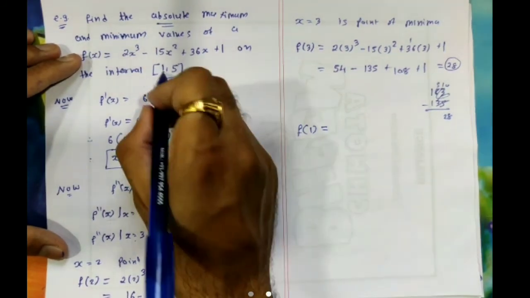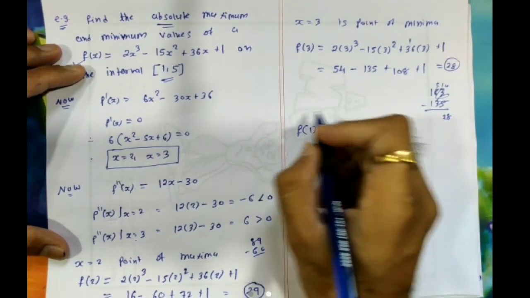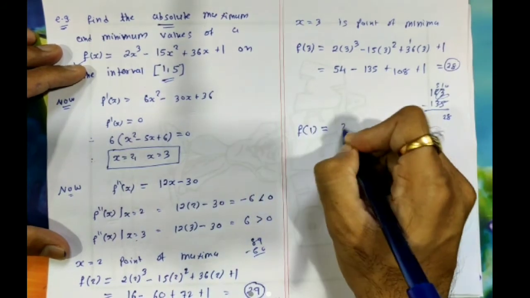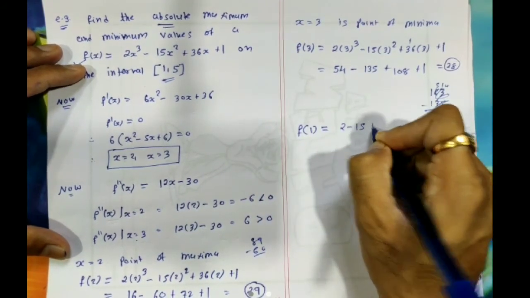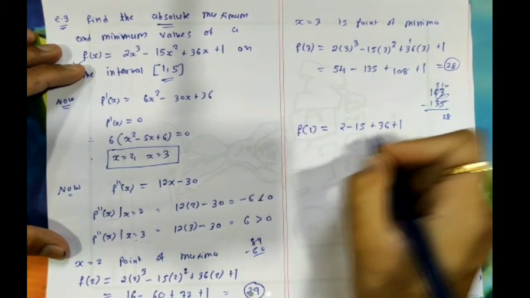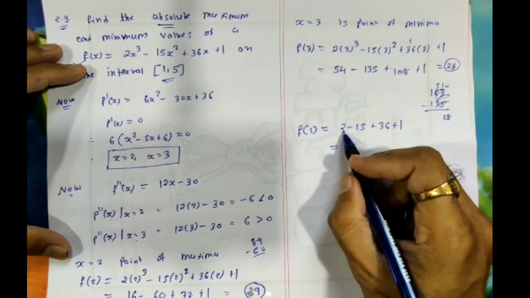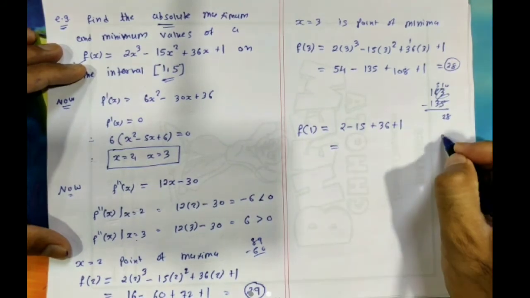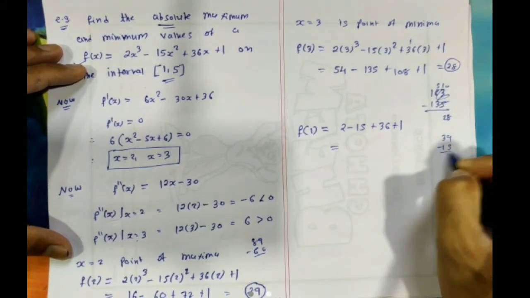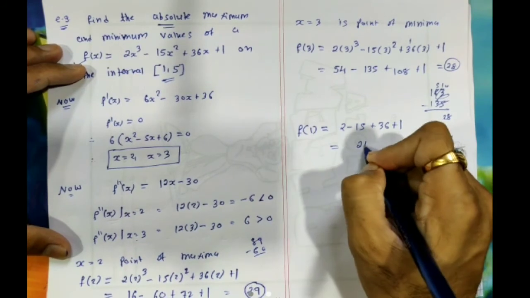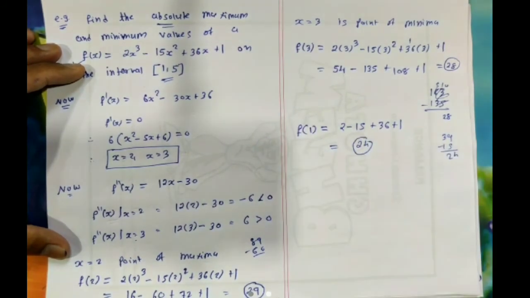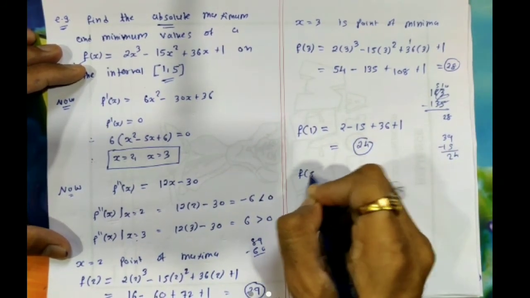So our f of 1 will be the addition of coefficients: 2 minus 15 plus 36 plus 1. So the addition is 36 plus 2, 38, plus 1, 39. 39 minus 15 is 24. So this one is 24. And also f of 5.